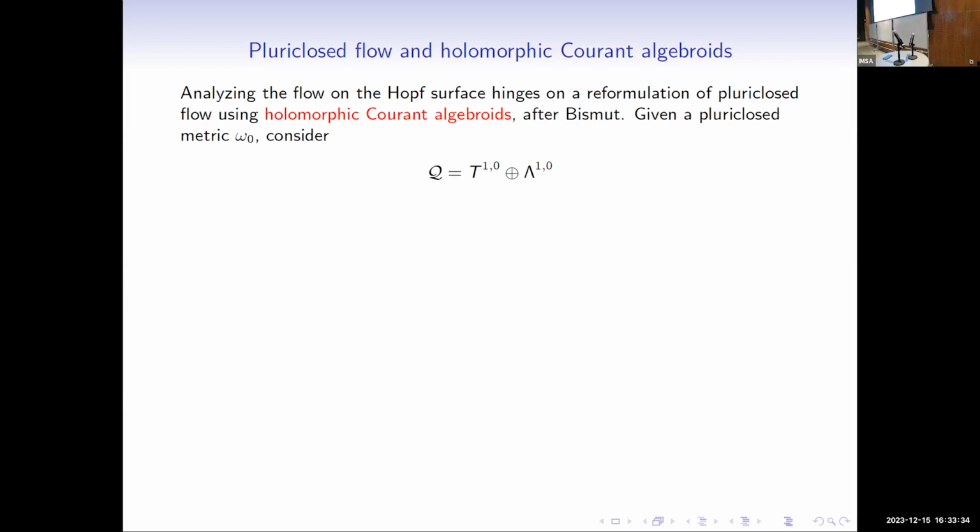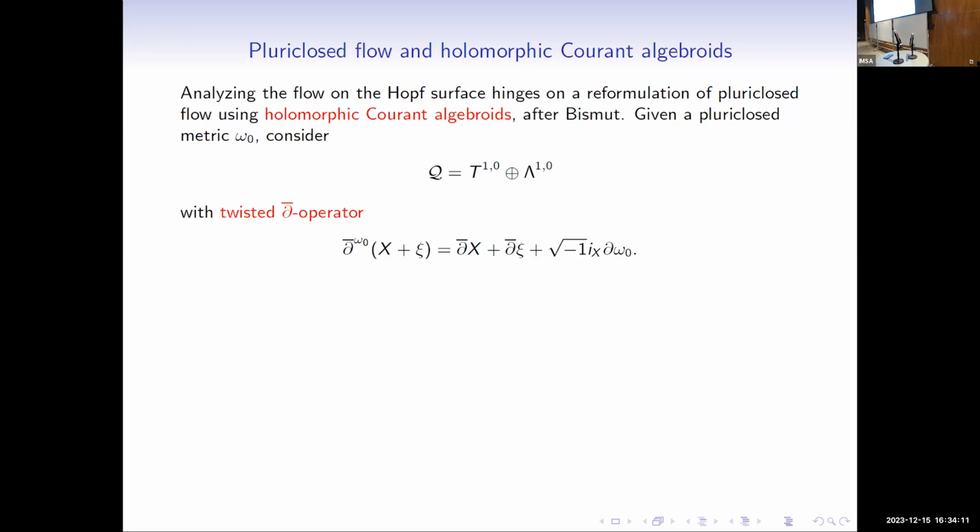If you're given a pluriclosed metric omega naught, consider the holomorphic vector bundle T^{1,0} plus Λ^{1,0}, but we give it a twisted d-bar operator. It already has a d-bar operator, but we consider this so-called twisted d-bar operator, twisted by the metric omega naught. How does it act on a vector plus covector? Well, it's the standard d-bar operator, plus i times the interior product of X with del omega naught. That's interpreted as a one-form with values in one-forms.